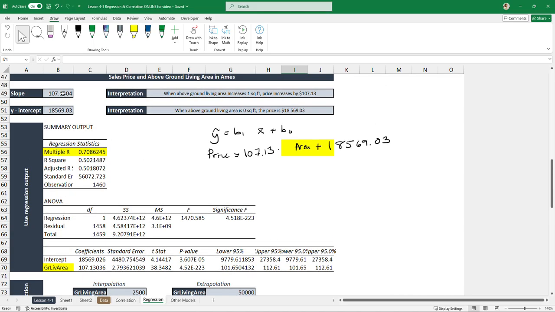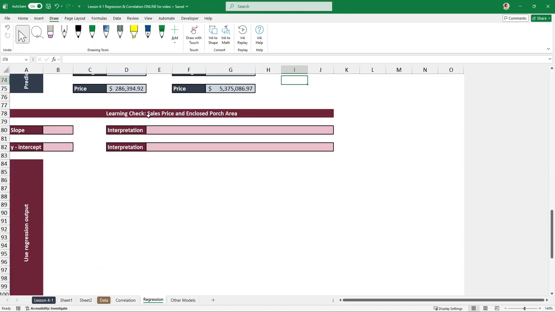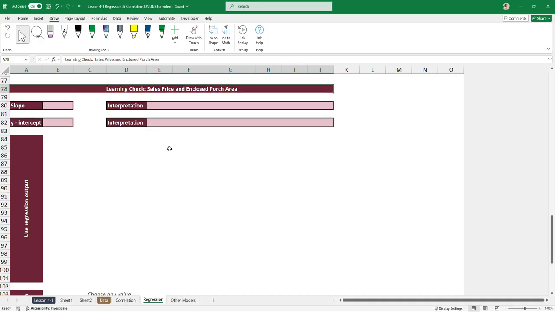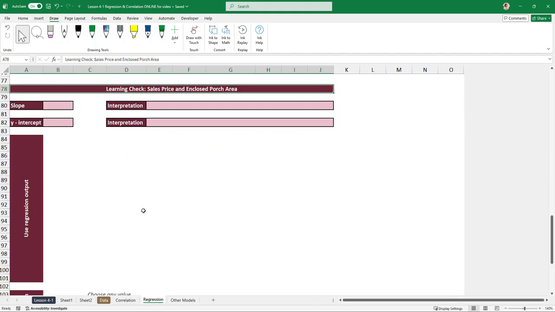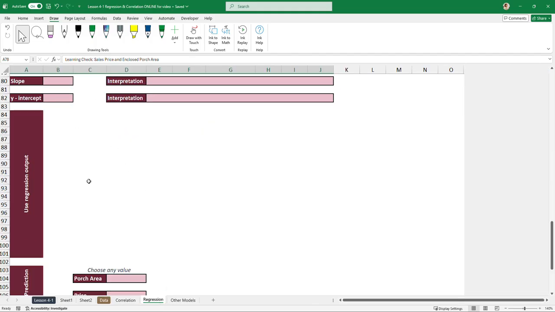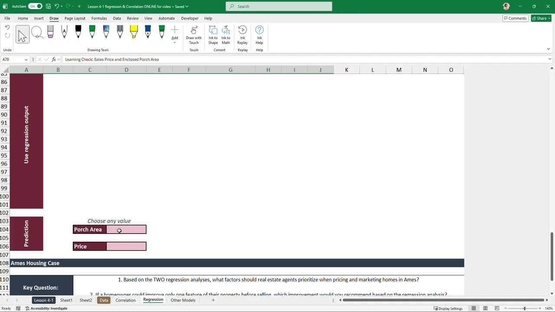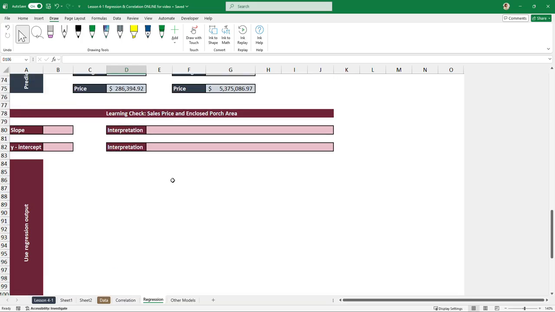It doesn't take too long to find the slope and intercept, so I do want you to try a learning check question. What I mean by that is for the example we've been looking at with sales price and enclosed porch area. So that was this one here that had a weak relationship. I want you to try to find the slope and the intercept using both methods, and then make a prediction for any porch area and what the price would be. Please pause the video here, and when you press play again, I'll show you the answer.